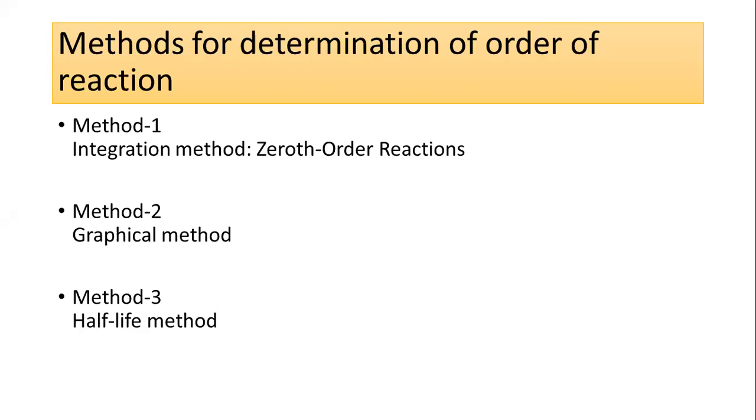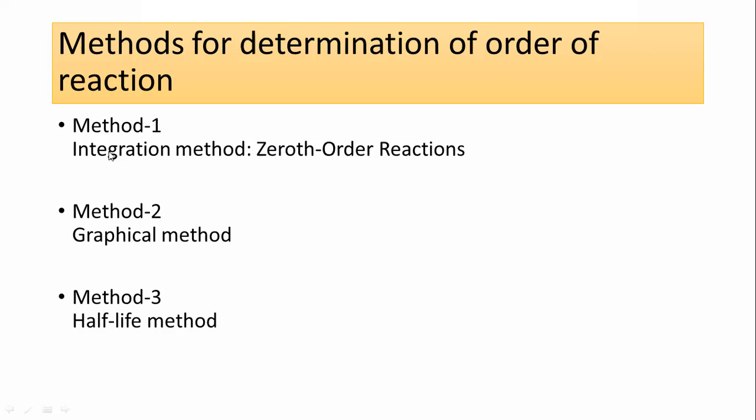So the new topic under the heading of chemical kinetics is the methods for the determination of order of reaction. There are basically three methods we are going to discuss in this syllabus. The first one is called the integration method. According to your syllabus, we will only discuss the zero order reaction, and we are not going to discuss the first, second, third order of reaction. This is very basic information to understand the zero order reaction.